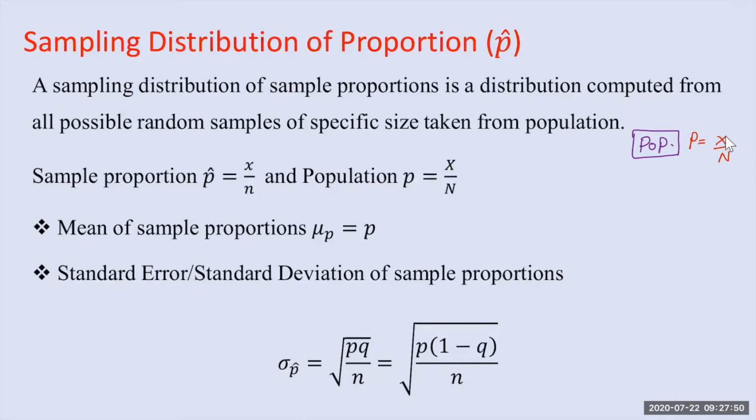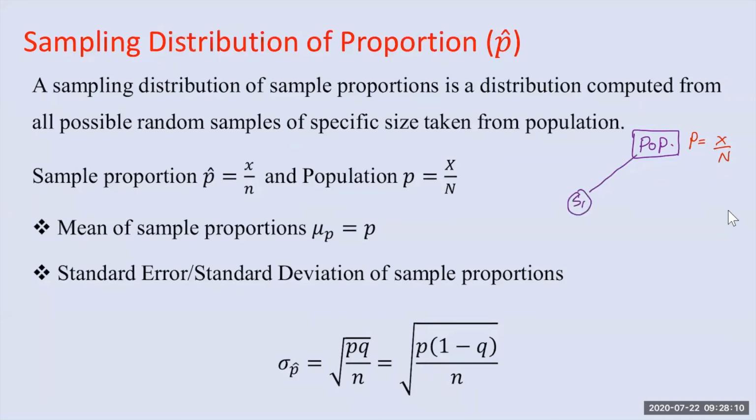We calculate using this formula. P is equal to X divided by N. X is the number of people who have a master's degree. N is the population size. Now, from this population, you are going to draw the samples. So you are going to draw all possible samples from here.